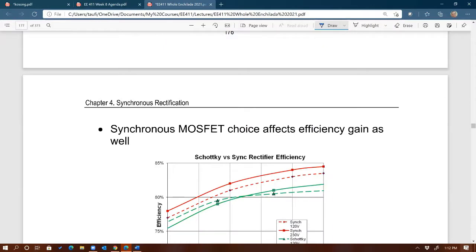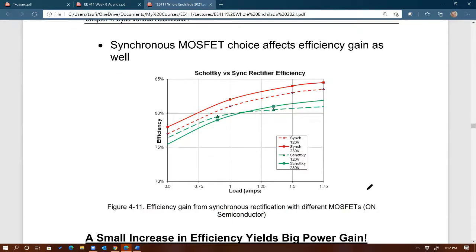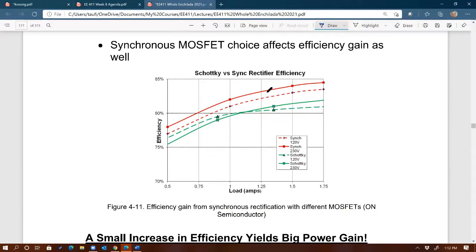All right. That's another example here. This is just showing you, I believe, different type of Schottkys, different type of MOSFET. So this is a good example to show as well, because of the gain that you get in terms of efficiency.